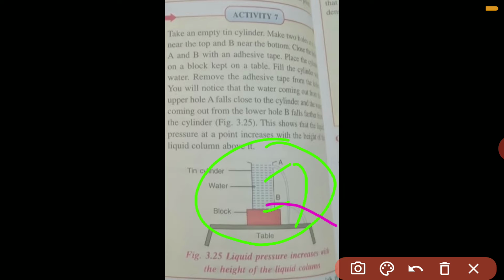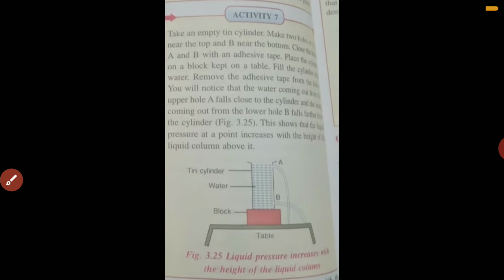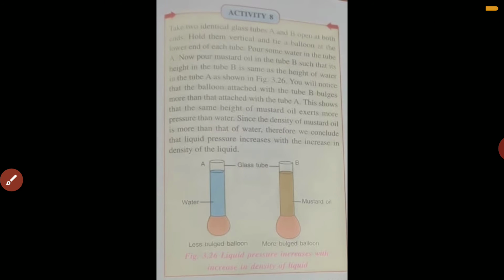As B is below A, the height of the water above B is more compared to that of A, so obviously it will come out with more pressure. Which also proves that as the height of a liquid above the object increases, the pressure on it also increases. That means a bigger height of water will give more pressure to the object immersed in it. Okay, then we can go to the next slide.